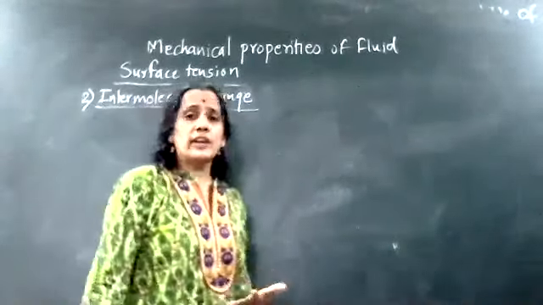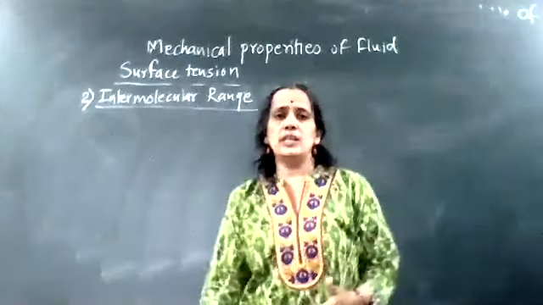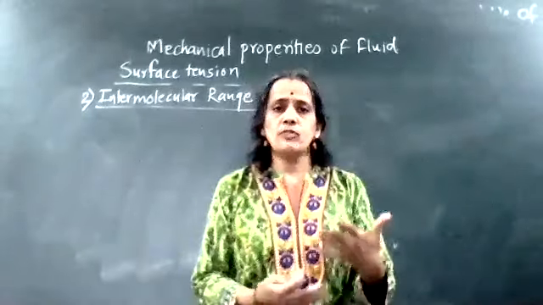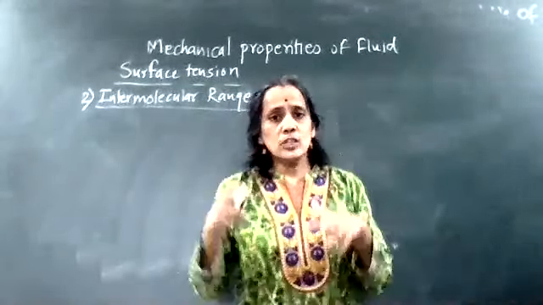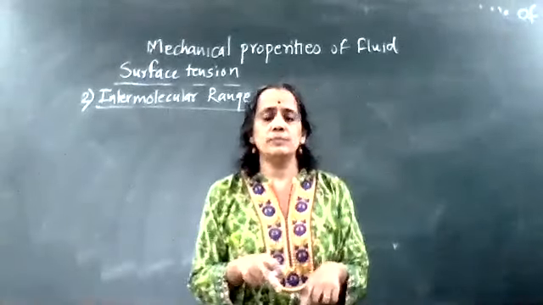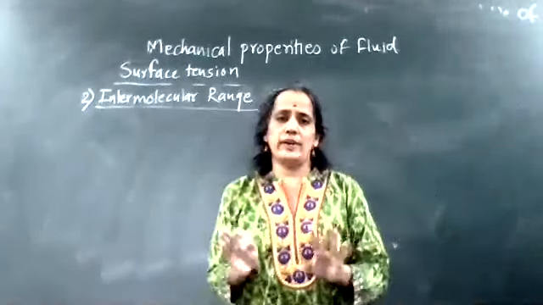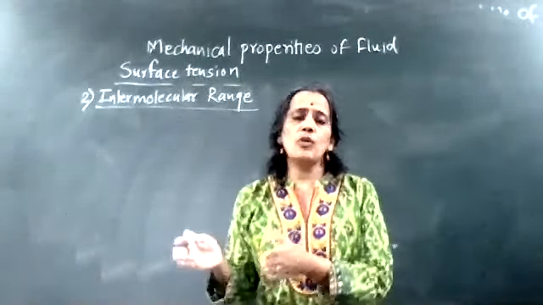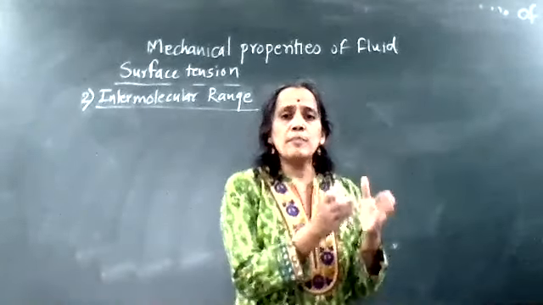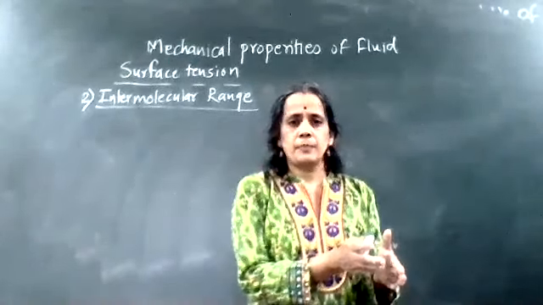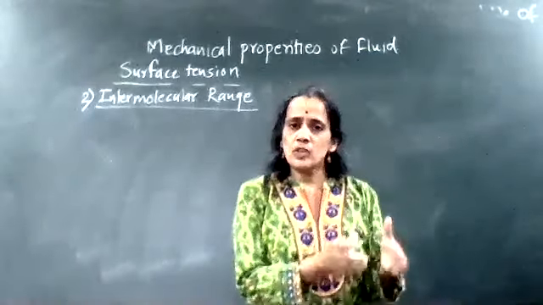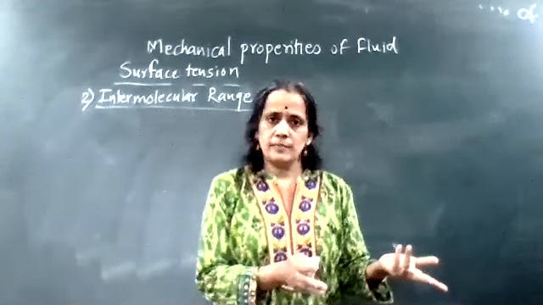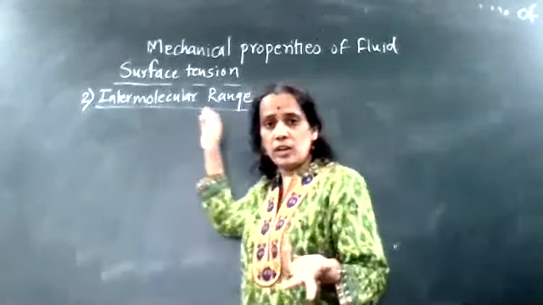Now, what is intermolecular range? Just now we have seen intermolecular forces. Which two intermolecular forces? Cohesive force and adhesive force. Cohesive force is also a force of attraction. Adhesive force is also a force of attraction. Then what is the difference? Cohesive force is the force between two molecules of the same substance. And adhesive force is the force of attraction between two molecules of different substances. Is it right? Now, what is intermolecular range?